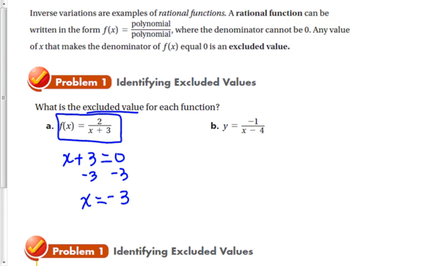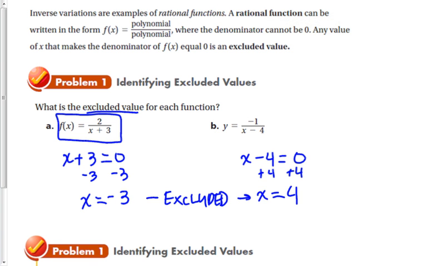And in this function, if x minus 4 equals 0, that means that x equals 4. And so the excluded value is x equals 4. All right, you try that.